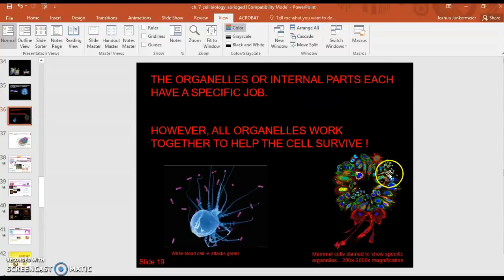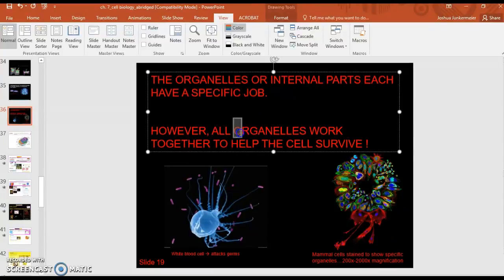Then you can see these are many, many mammal cells stained different ways so that different parts of their cells are glowing so you can study them, but in the form of a wreath, just like for Christmas. All right, it says the organelles or internal parts of each cell have a specific job. All organelles work together to help the cell survive. So it uses this new word we haven't studied called organelles. In our next video sequence, we'll study that word and try to learn a little more about it.